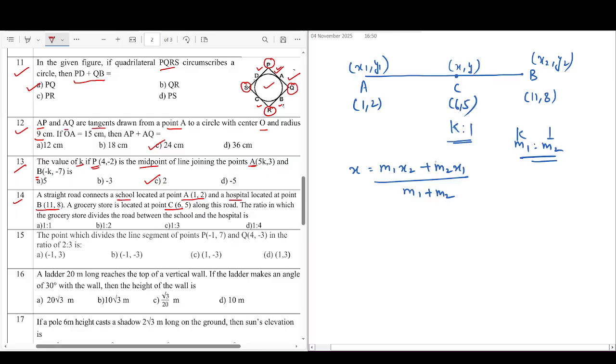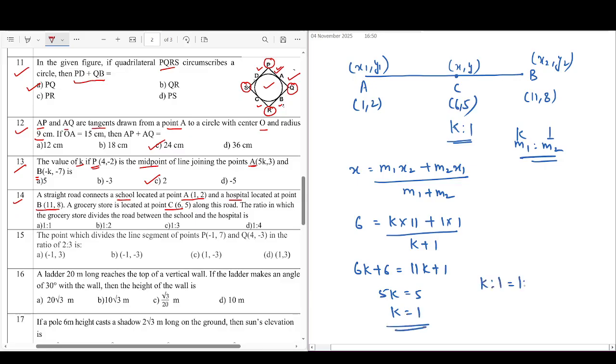Now what we will do, we will put the value. So x is 6 here. So 6 equals to (k into 11 plus 1 into 1) divided by (m1 plus m2), that is k plus 1. Now we will simplify this. So we will do the cross multiplication. We are getting 6k plus 6 equals to 11k plus 1. Simplify, so 5k equals to 5, and we got k equals to 1. That means ratio k is to 1 is 1 is to 1. So our ratio is 1 is to 1. Now we can see here 1 is to 1 means we have the A option. That means correct option is option A.